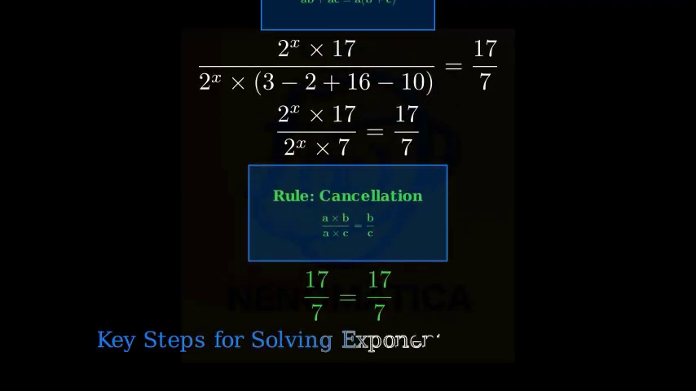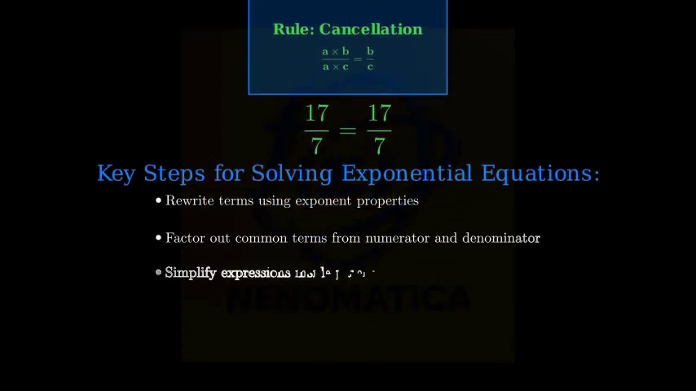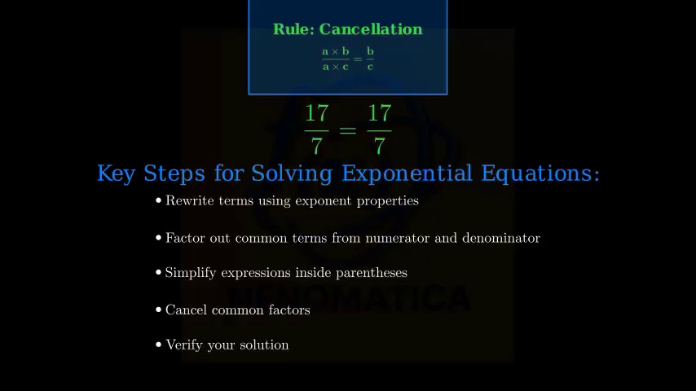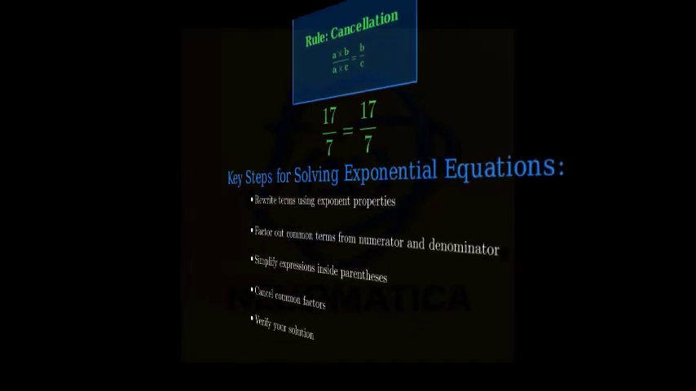In both examples, we used key properties of exponents to simplify complex expressions. Remember these important steps. First, rewrite terms using the properties of exponents. Then, factor out common terms from both numerator and denominator. Simplify the expressions inside parentheses. Cancel common factors. Finally, verify your solution. With practice, you'll become more comfortable solving these types of equations.